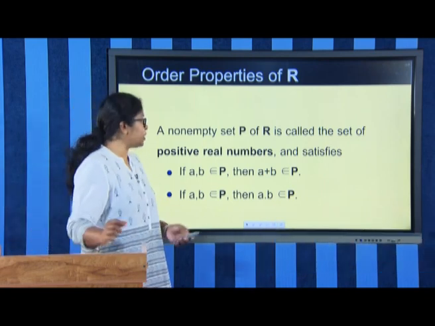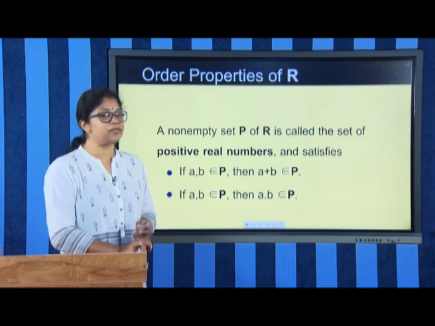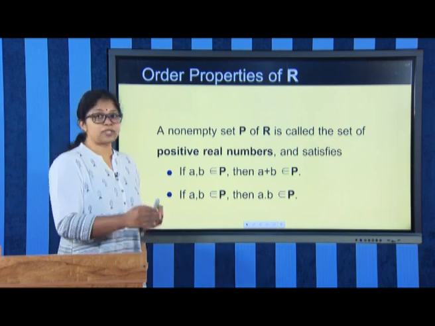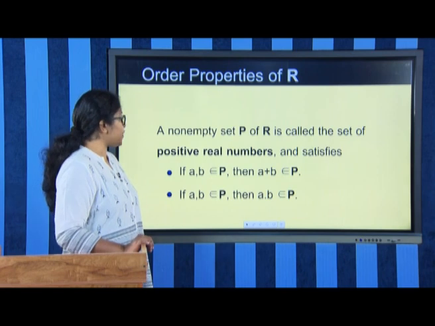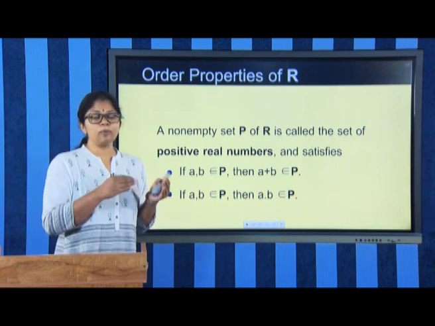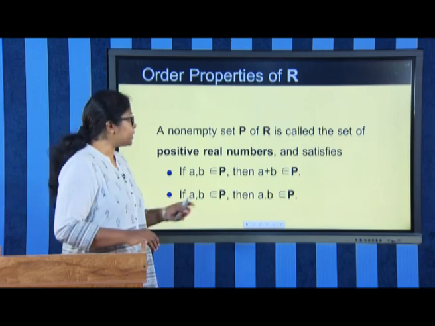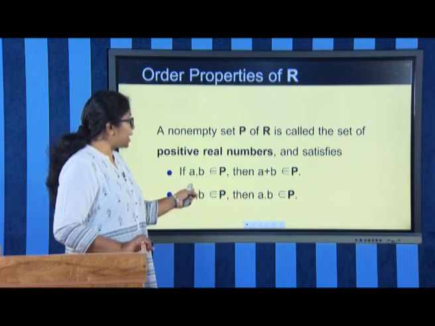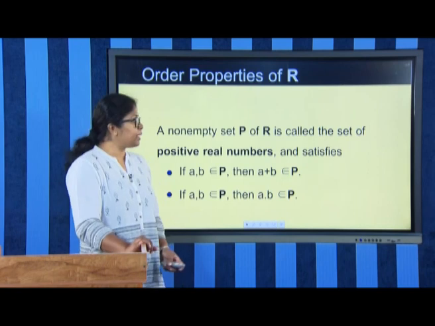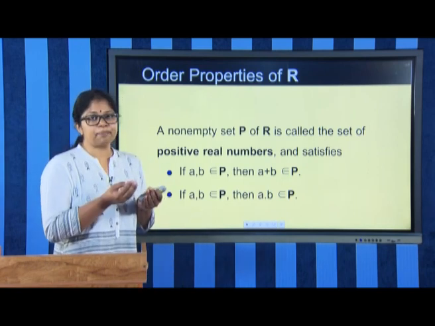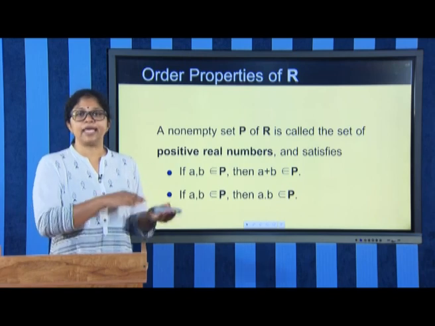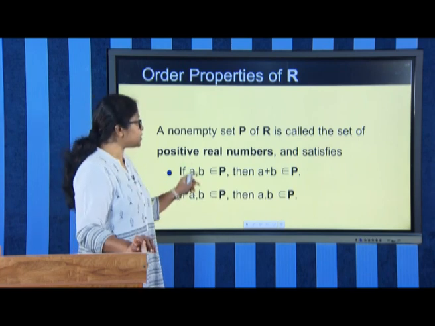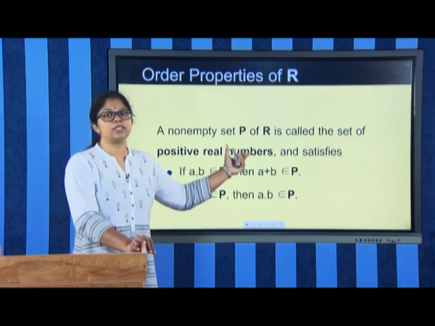So, the first definition we will be dealing with is the definition of positive real numbers. A non-empty set P of R is called the set of positive real numbers if it satisfies the property that if you have two positive real numbers A and B, the sum A plus B is also in the set of all positive real numbers, and the product also lies in that set. So, that means two positive real numbers when added or multiplied give again a positive real number. Such a set P satisfying these conditions is what is referred to as a set of positive real numbers.